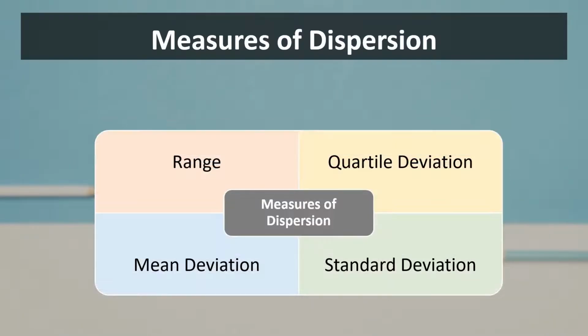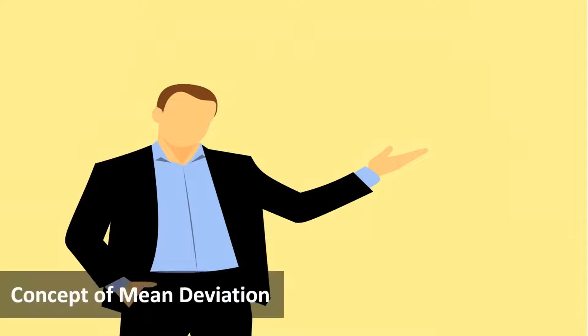And 4 methods or techniques are there for measures of dispersion: range, quartile deviation, mean deviation and standard deviation. We have already discussed range in our earlier video, then quartile deviation we have already discussed, then we will discuss the mean deviation. Then further, tomorrow in the next session, we will discuss standard deviation. So friends, now let us try to understand the concept of mean deviation.